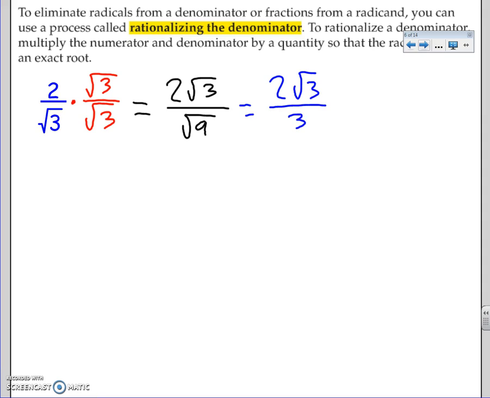The shortcut basically is if you have the same thing inside a square root multiplying the same thing, the square root's going to disappear to be that original number 3. So here's my answer. It's rationalized. There's no square root on the bottom.